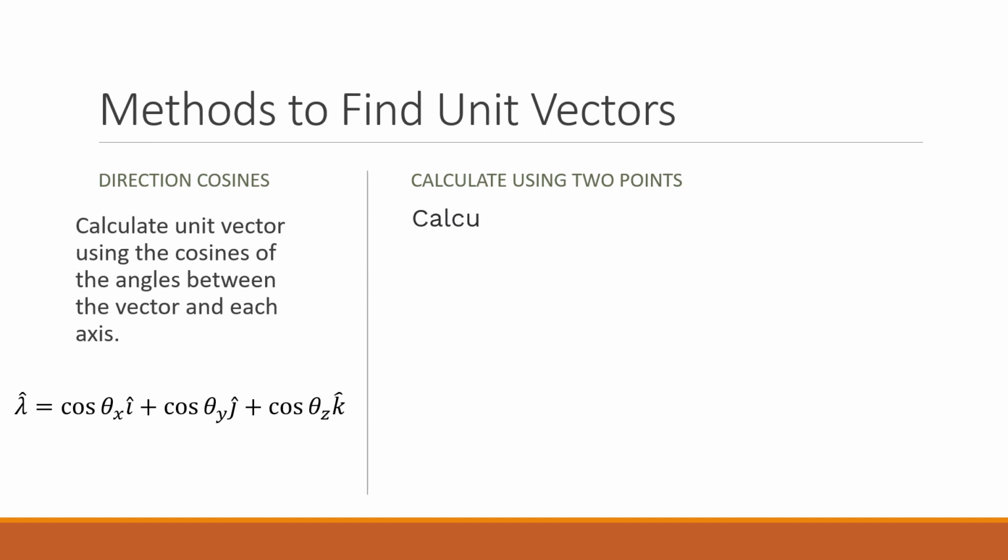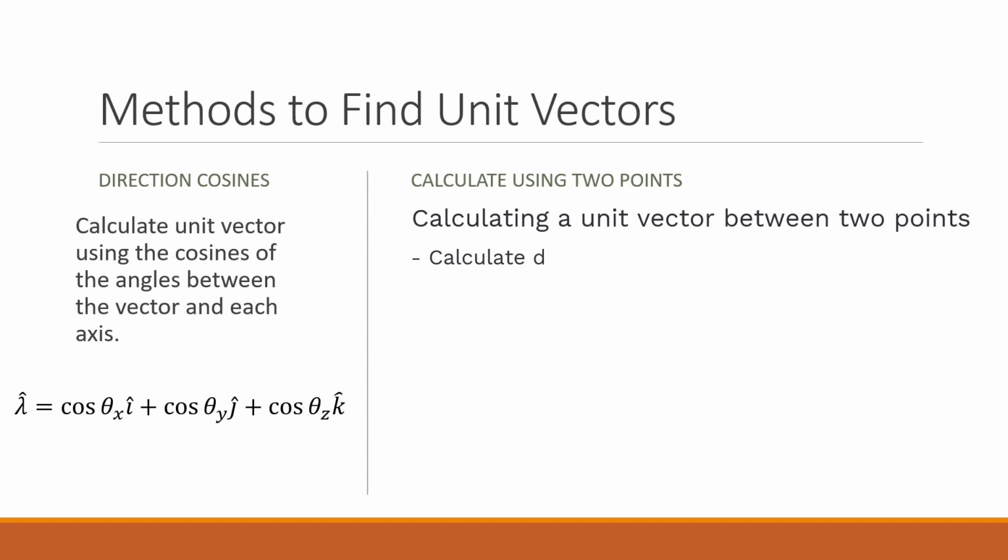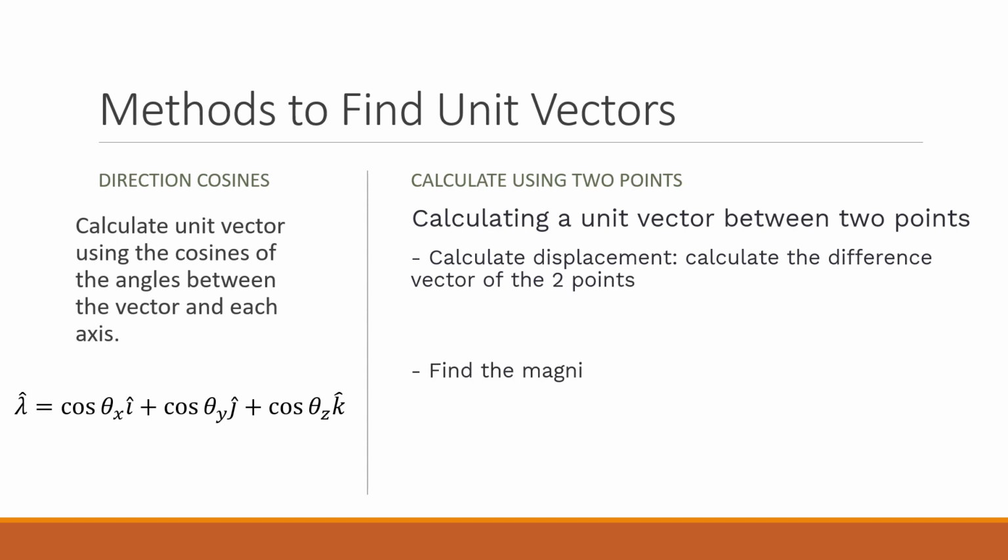We can find a unit vector using 2 different points, calculating the vector that connects them, the direction of the vector that connects them. First step is to calculate the displacement. So subtract one of the points from the other one of the points. The second step is to find the magnitude of that. So that's going to be your square root of the sum of the squares. And the last thing is to normalize, which means we're going to divide our displacement vector by our magnitude. What might this look like?